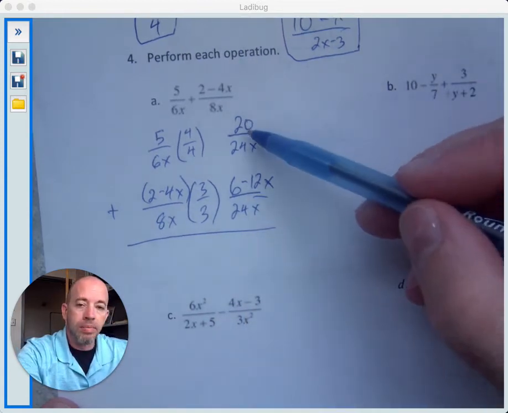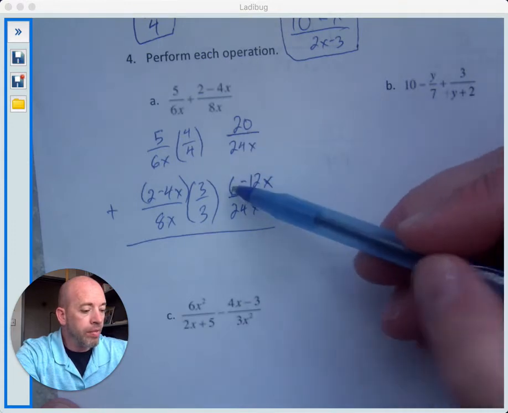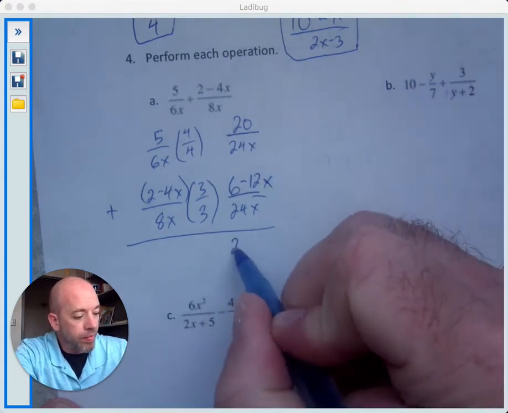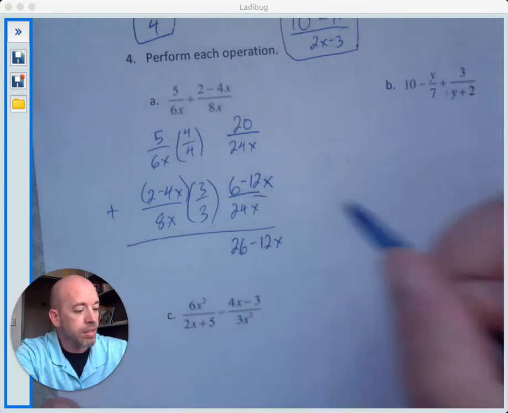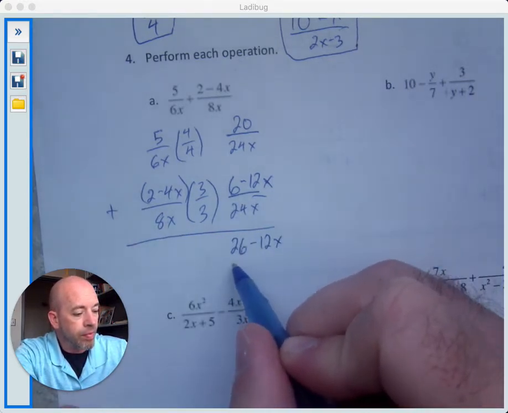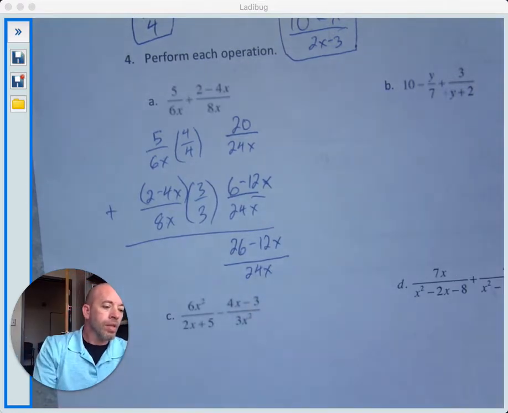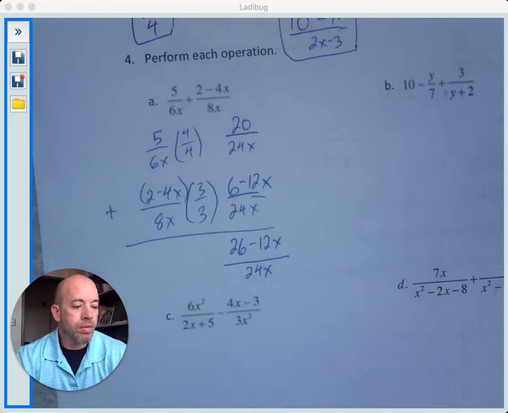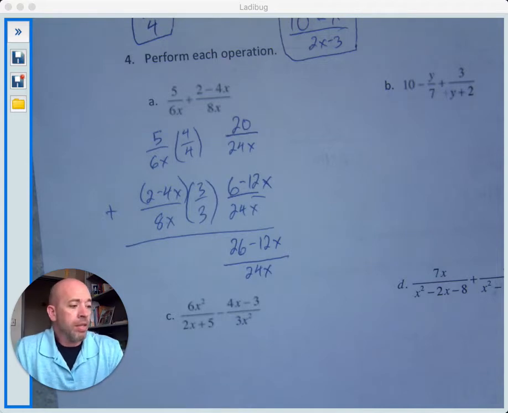Now we can combine these, right? 20 plus 6 is 26. And then plus a negative 12x, we just have minus 12x. And that's over 24x. Alright, so let's think. Is there anything else we can do? Is that in lowest terms? That's one thing to always check, right? Is it in lowest terms?